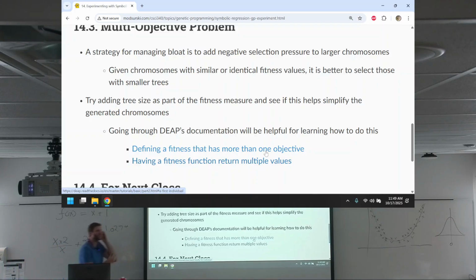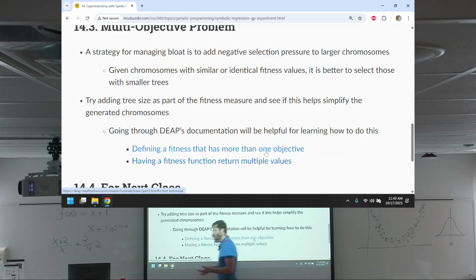So you could actually add selection pressure to prefer smaller trees. If you have a tree A and a tree B that both have very similar fitness values, meaning that they're probably very similar in terms of what they mean semantically, but if this one is smaller than this one, prefer this one.